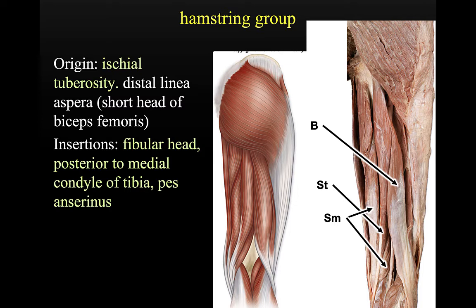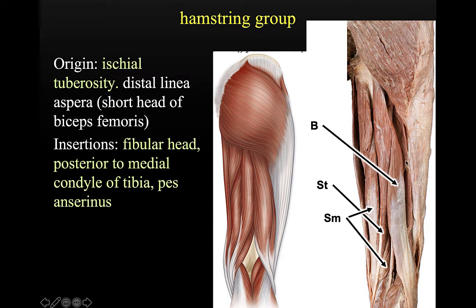Then we have this attachment posterior to the medial condyle of the tibia. That's going to be for the deep semimembranosus muscle. And then we have the attachment at the pes anserinus, or medial to the tibial tuberosity, for the semitendinosus muscle.